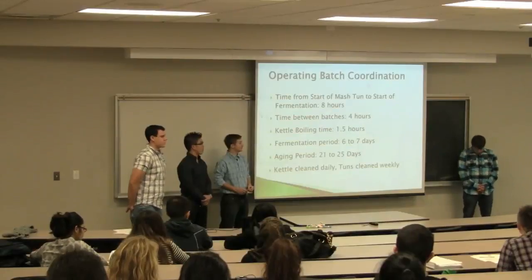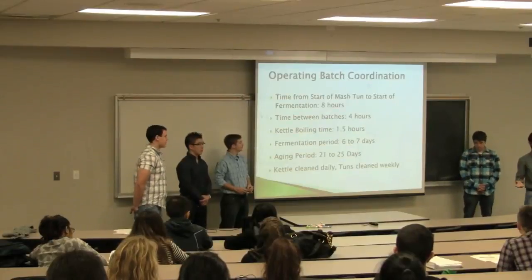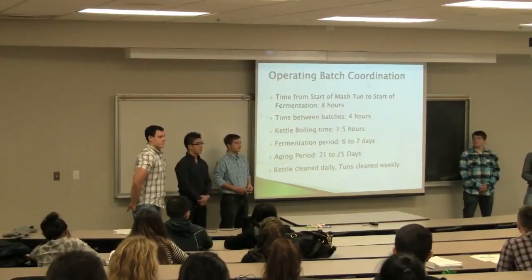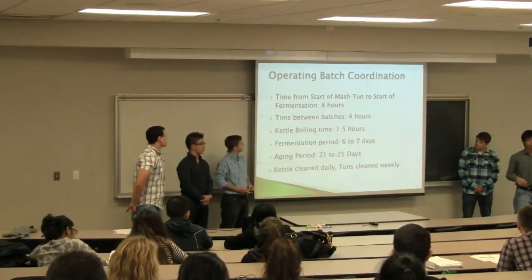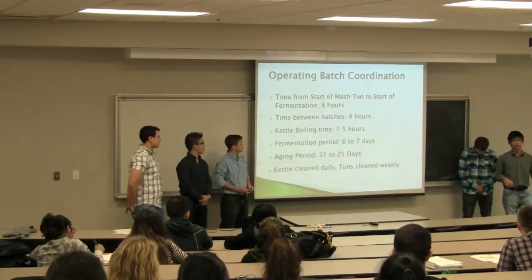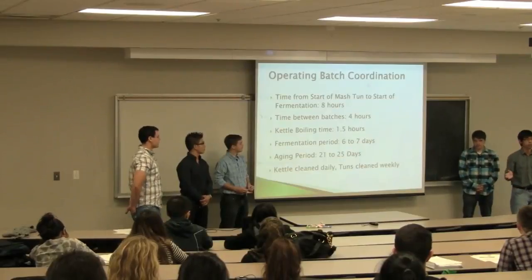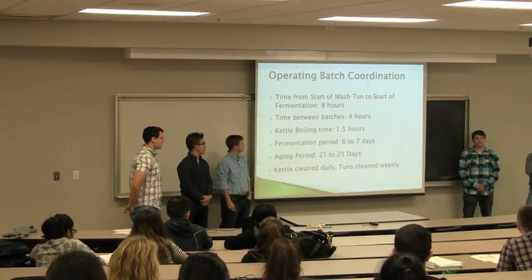Process and bottling is a continuous process. So overall it seems a continuous process, but internally it's a batch process. From about when they start the mash tun to about the start of the fermentation, it takes about 8 hours. They start a new batch every 4 hours.